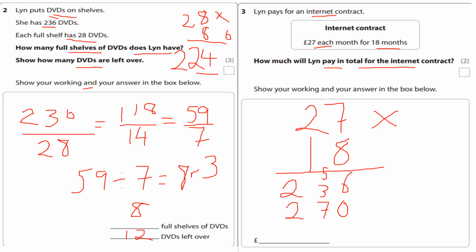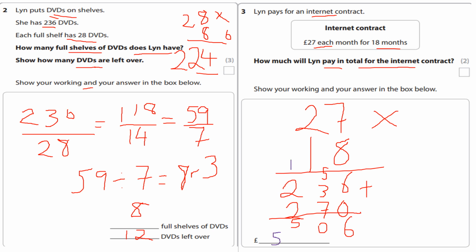Adding my answers together now. So 6 plus 0 is going to be 6. 3 plus 7 is going to be 10, so 0 carry the 1. 2 plus 2 is 4, plus 1 here is going to equal 5. So your final answer, guys, just obviously move the 1 out of the way, is £506.